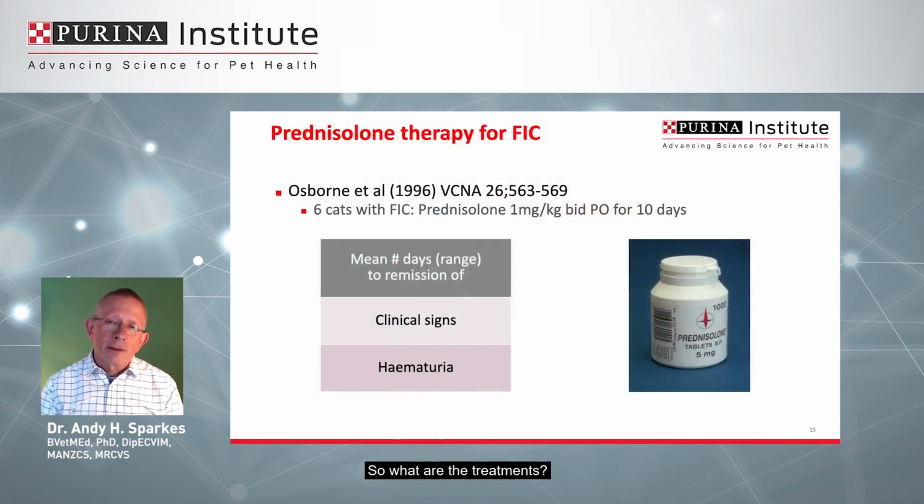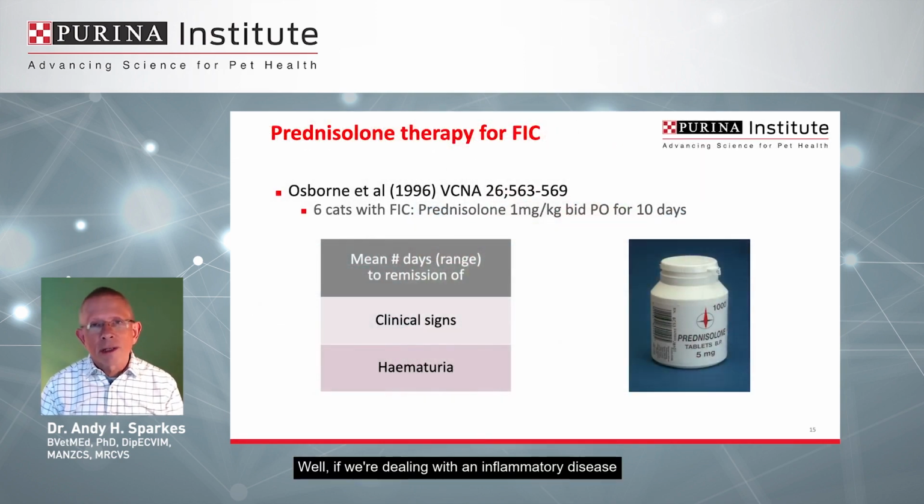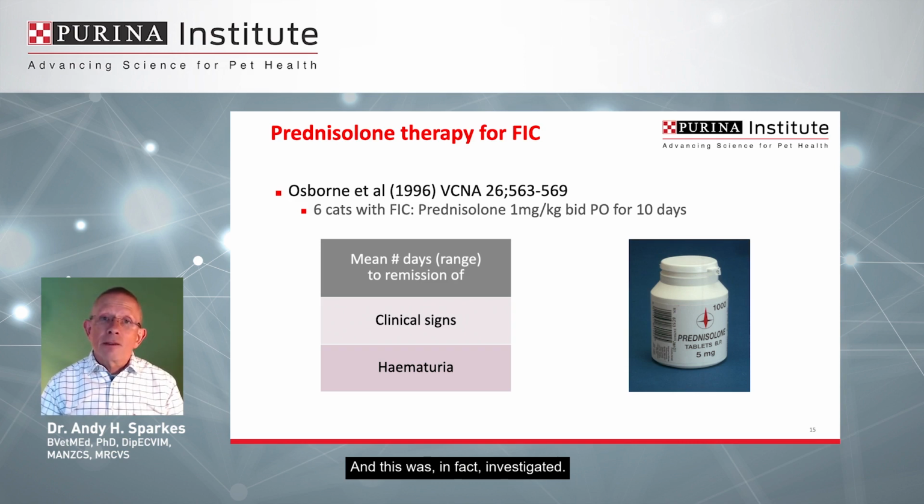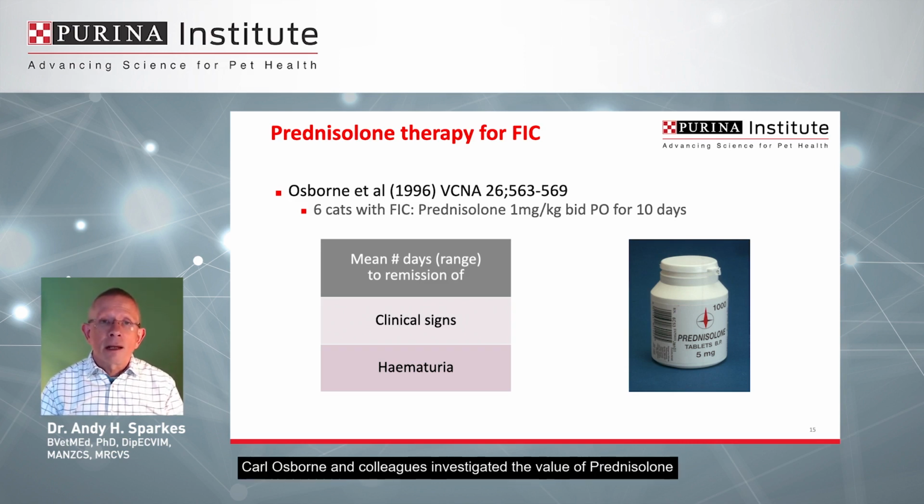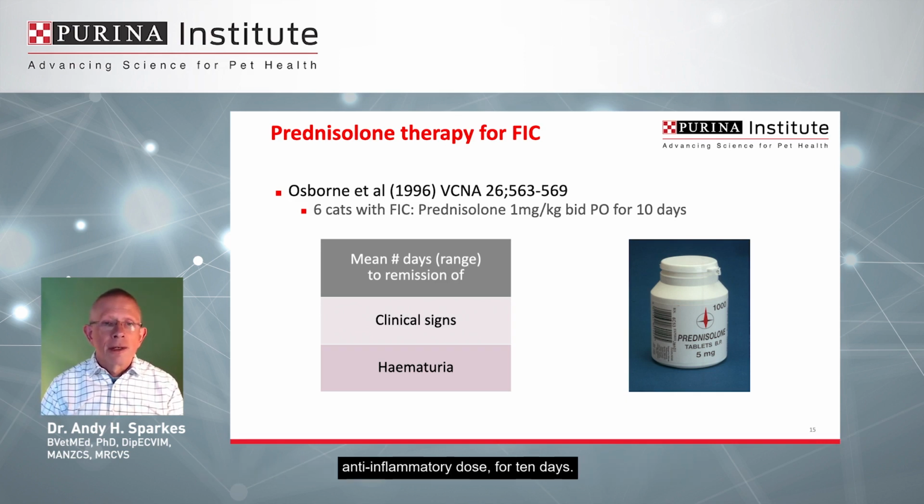So what are the treatments? Well, if we're dealing with an inflammatory disease that is not associated with a primary infection, then using an anti-inflammatory drug like prednisolone would seem like a pretty good idea. And this was in fact investigated. Carl Osborne and colleagues investigated the value of prednisolone in the management of cats with idiopathic cystitis. So they looked at 6 cats with idiopathic cystitis, and they administered prednisolone at 1 milligram per kilogram twice a day, anti-inflammatory dose, for 10 days.